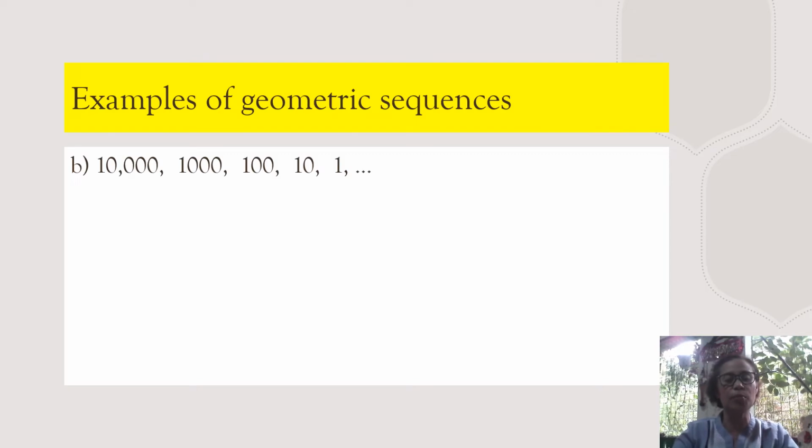Here's now our next example. I have here 10,000, 1,000, 100, 10, and then it turned into 1. What do you think is that number that we multiply to 10,000 to come up with 1,000? And that same number is multiplied to 1,000 so that it will be 100, and then 100 to 10, and 10 is multiplied by what number so that you get 1? In these last two terms, it is easier to know. We can tell that 10 is multiplied by 1 over 10. That's why we got 1.